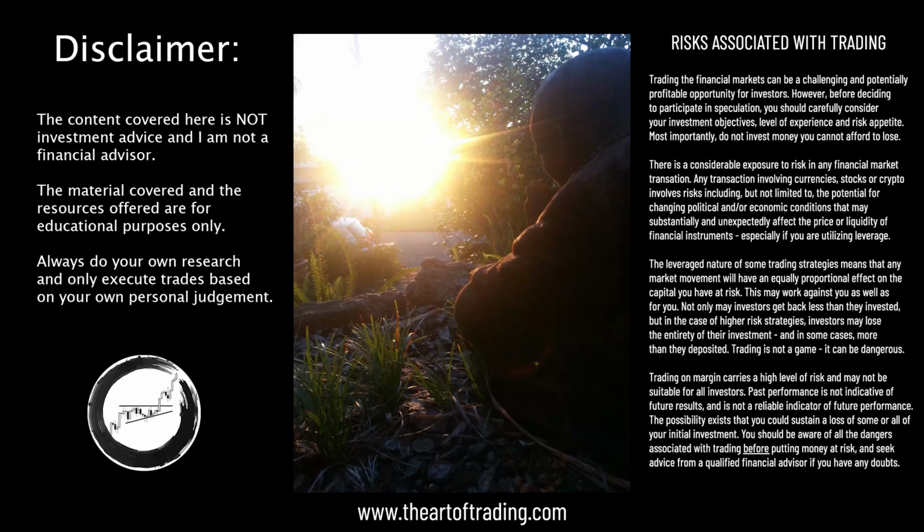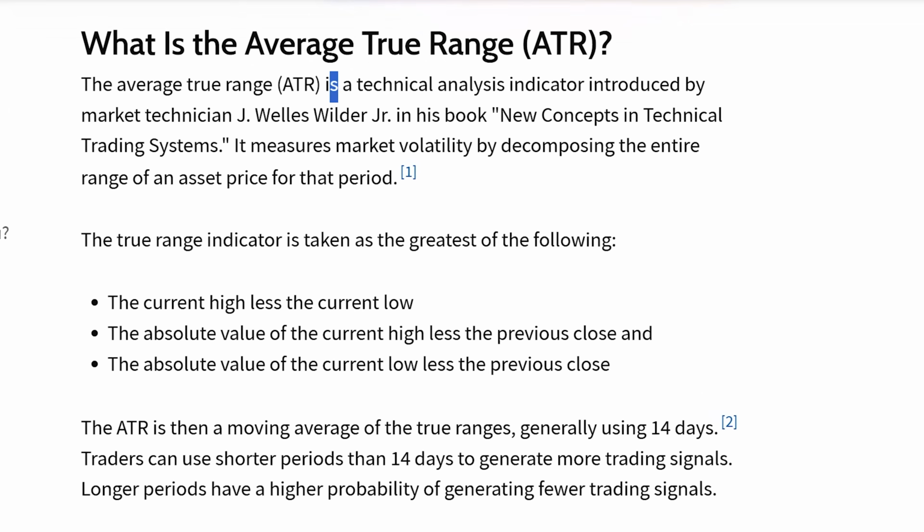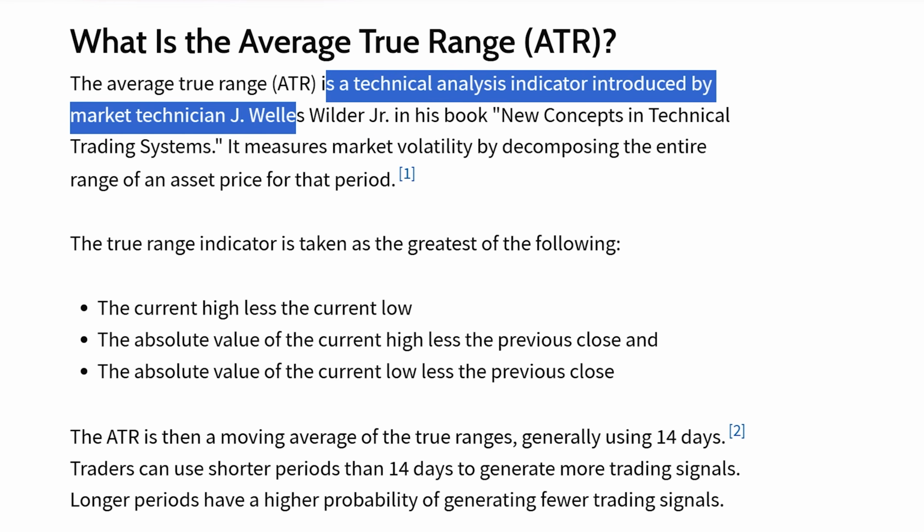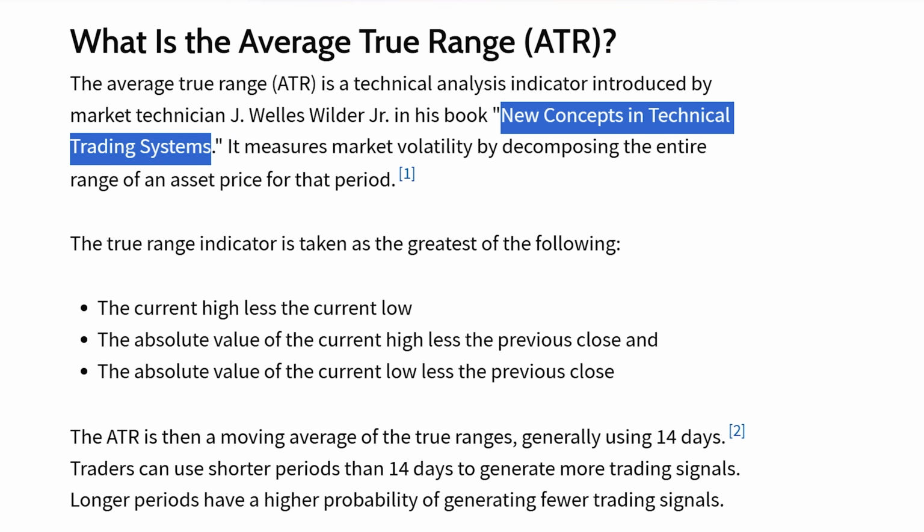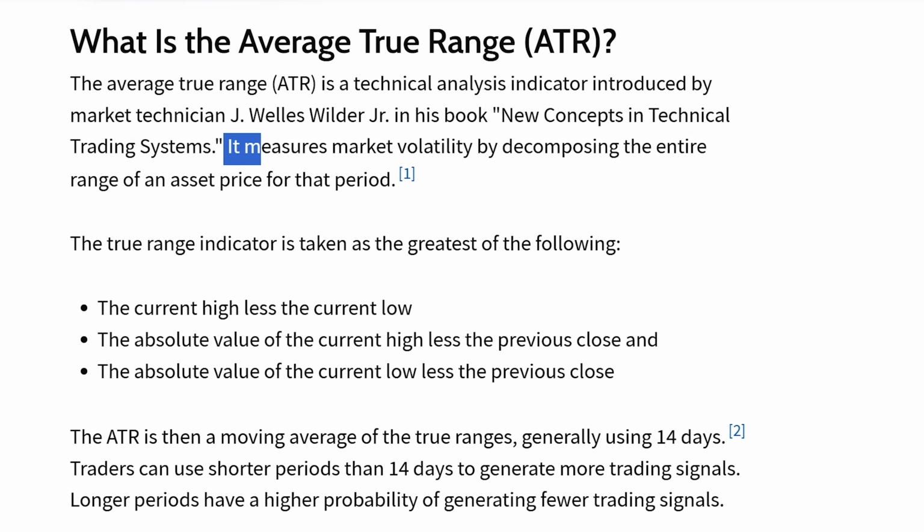Let's get straight into it. What is the ATR? It is a technical analysis indicator invented by J. Wells Wilder Jr. in a book he wrote in 1978, and it measures market volatility. And it's probably the one indicator that nearly every trader uses.